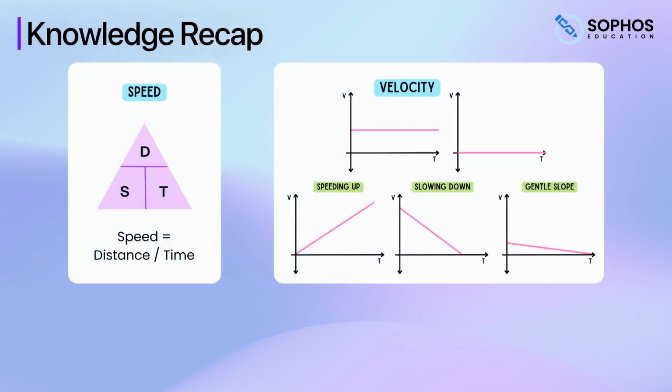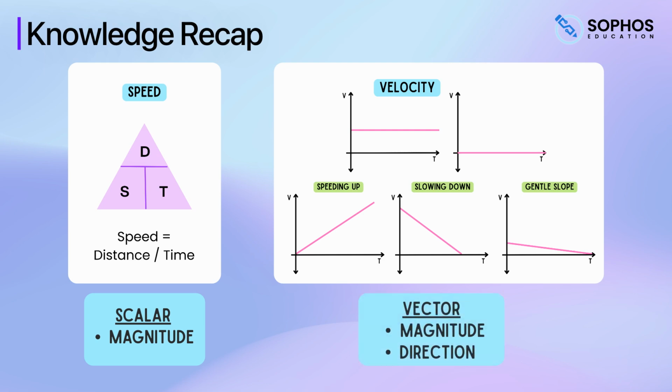So far, you've become familiar with speed and velocity, understanding that speed is a scalar quantity and velocity is a vector quantity. You now know the importance of direction when dealing with vectors. Building on this foundation, we can now dive deeper into acceleration as a vector quantity. Let's get started.